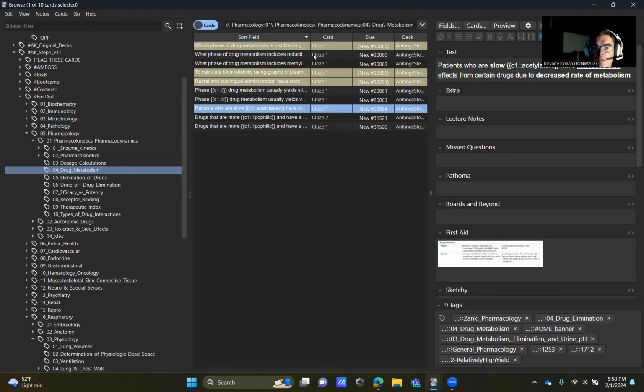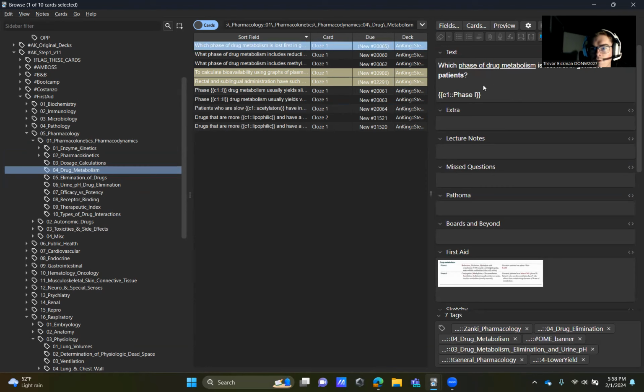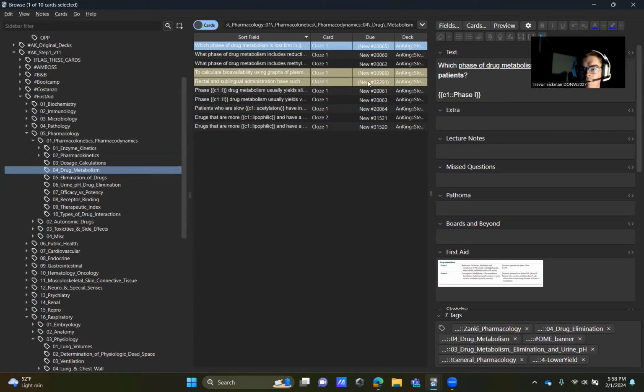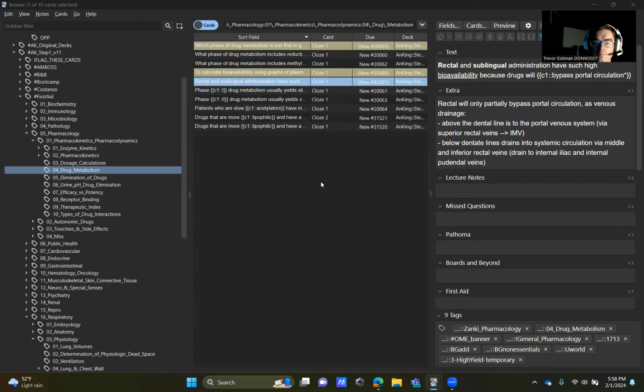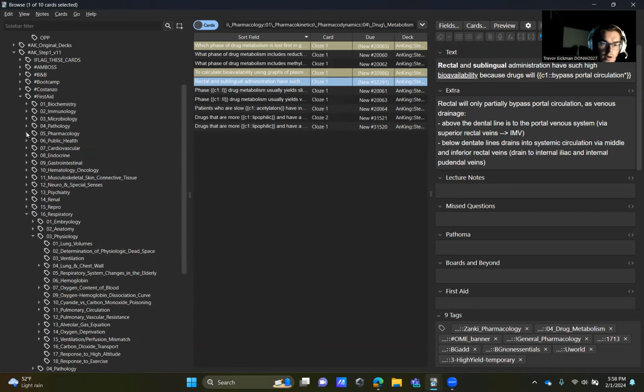And then for drug metabolism, again, you can activate all of them, and then you just don't want the first one, because we didn't learn that. This one is another equation that we don't have to know. And this one isn't completely accurate based on what we learned. If you do a rectal, there is partial portal circulation, partial metabolism by the liver for rectal medications. So I didn't activate that card because it's not fully right based upon our lecture material. So that is it for pharmacology under First Aid.